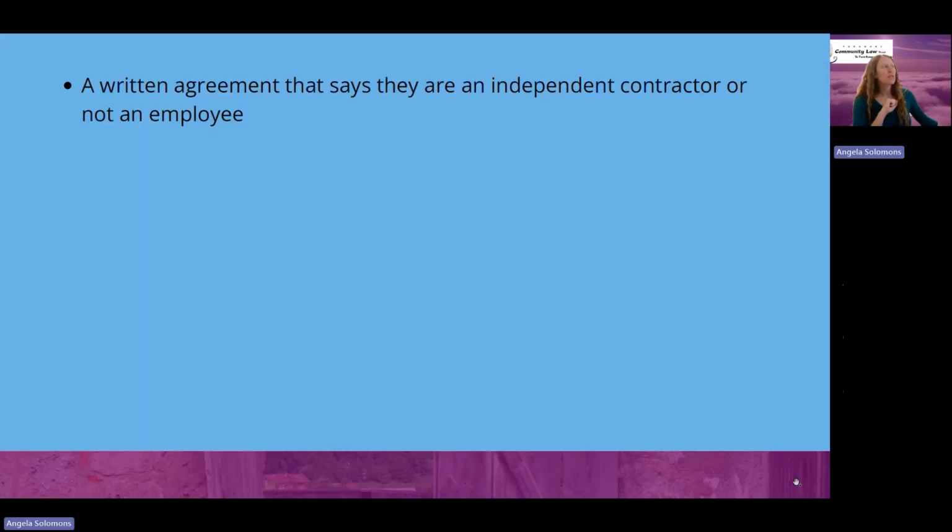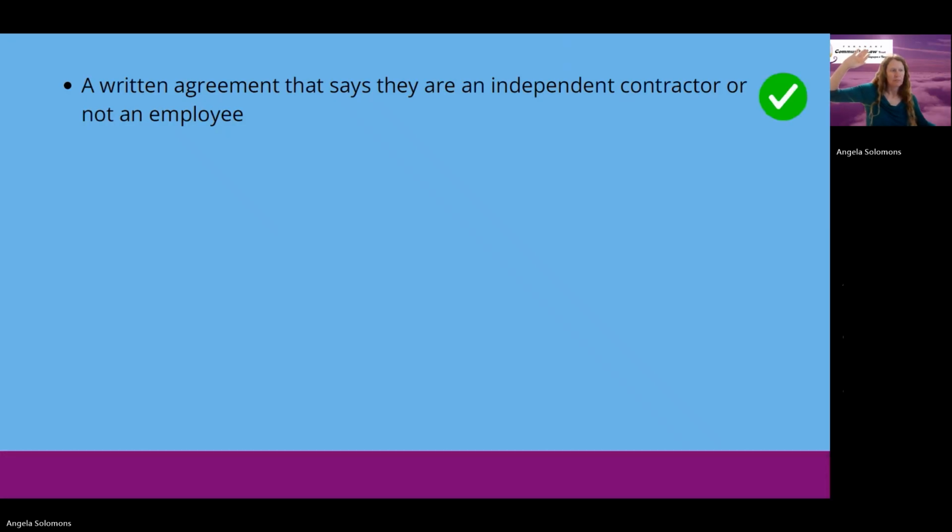First of all, a written agreement that says that they are an independent contractor or not an employee. Hands up if you think this is one of the criteria. Yes, this is one of the criteria. You do have to have that written agreement.